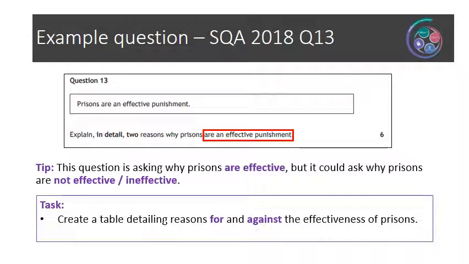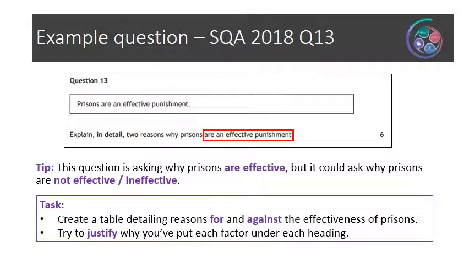Your task now is to create a table detailing reasons for and against the effectiveness of prisons, and to try to justify why you've put each factor under each heading. Again, if you have not studied the Crime and Law section of National 5 Modern Studies, you may wish to do some research into some aspects of the social inequality unit. You may wish to have a look at some past papers and consider the explain questions which crop up in that too. You may wish to pause this video at this point to complete these tasks.